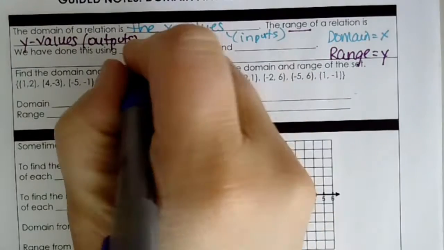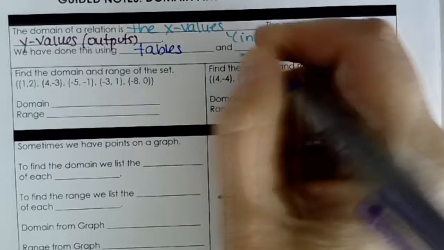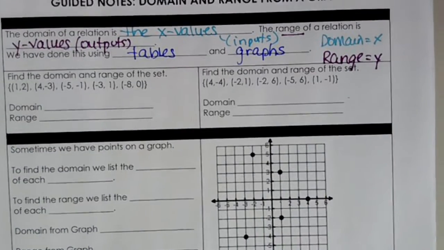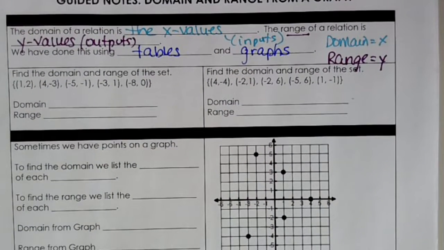It says sometimes we have points on a graph. To find the domain, we list the x value of each point. And to find the range, we list the y value of each point. When you have something graphed, I'm going to tell you right now, it's much, much easier if you write out what all the ordered pairs are before you try to list the domain and the range.